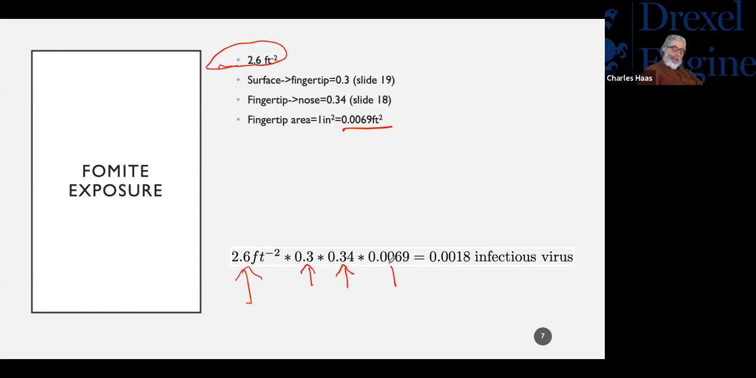So we multiply the surface concentration remaining by the 2 transference factors, by the area of the fingertip, and this tells us that the amount transferred to the nose is 0.0018 infectious virus.